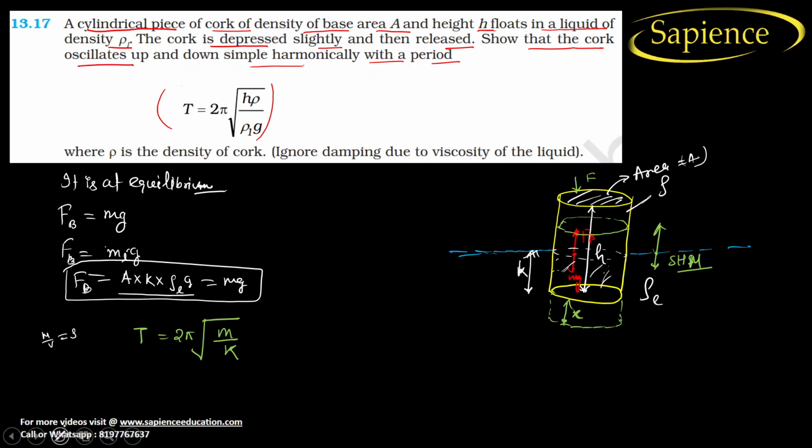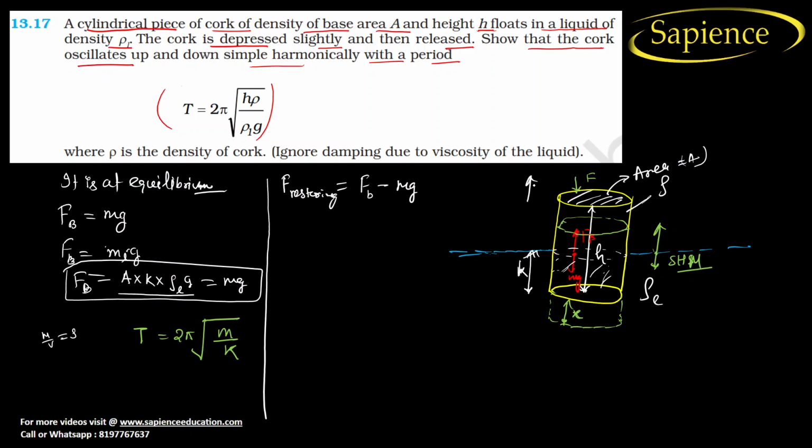Now when there is an extra displacement of x, what do we get? When I push this, there will be a net restoring force which acts in the upward direction. So how do we find the net restoring force? The restoring force F will be equal to the buoyant force minus mg.